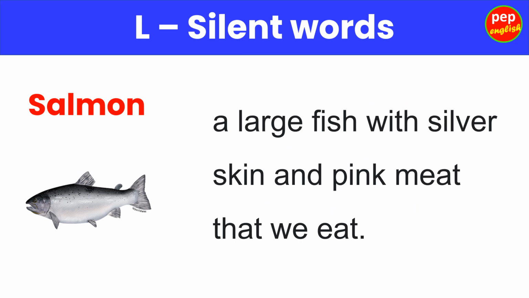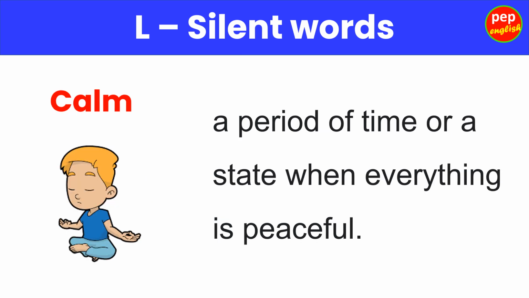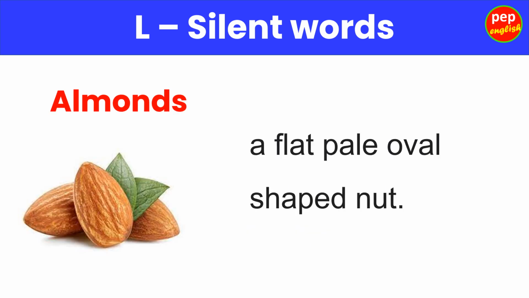Salmon. A large fish with silver skin and pink meat that we eat. Calm. A period of time or a state when everything is peaceful. Almonds. A flat pale oval-shaped nut.